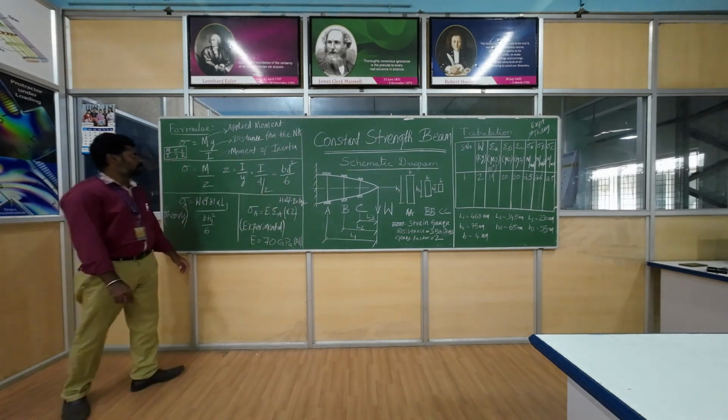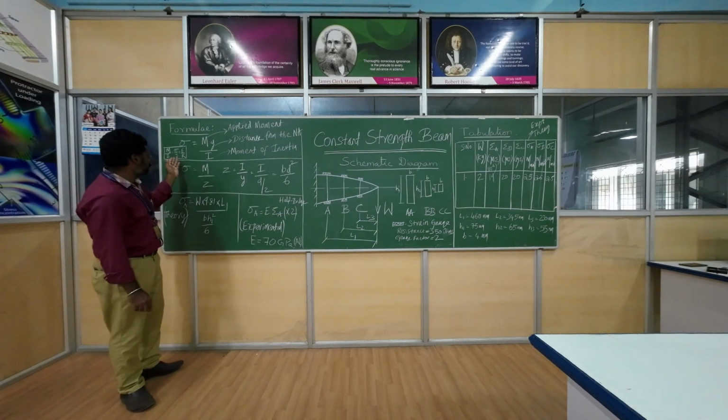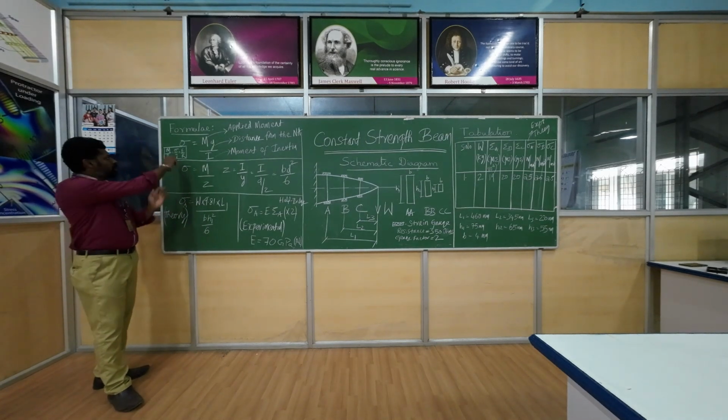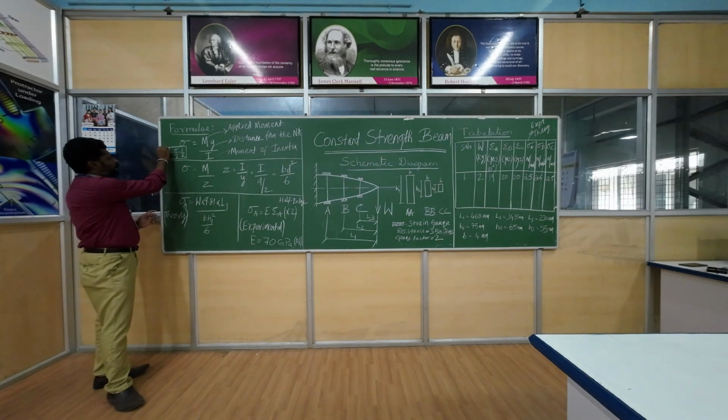So let us come to the theoretical section. We are going to use the very famous theory of bending formula, that is M by I equals sigma by y equals E by R. From this I am going to take M by I equals sigma by y.